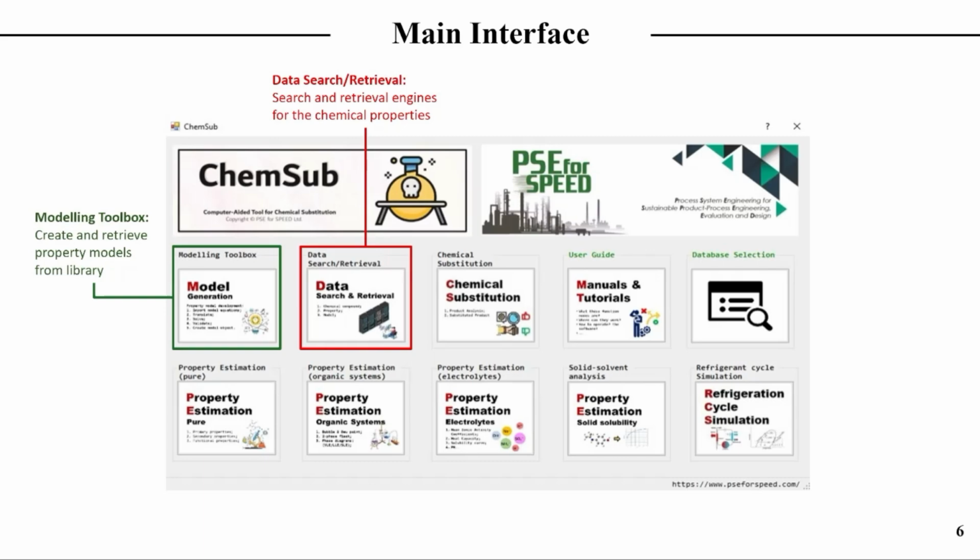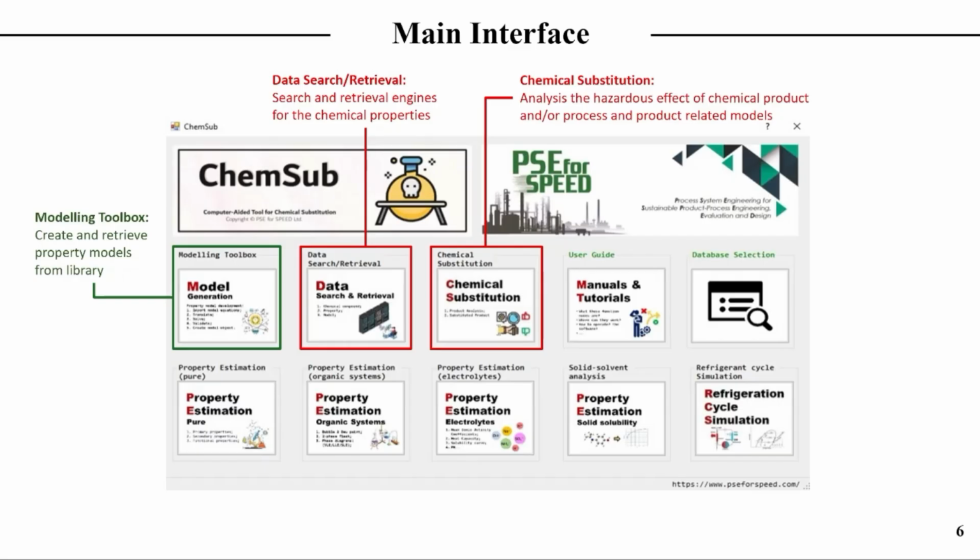This toolbox allows users to quickly retrieve and analyze chemical properties, hazardous effects, and regulatory-related information. The third toolbox is the Chemical Substitution toolbox, which is used to analyze chemicals used in products and processes and to support chemical substitution workflow.